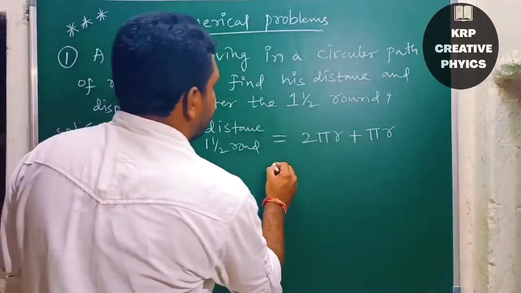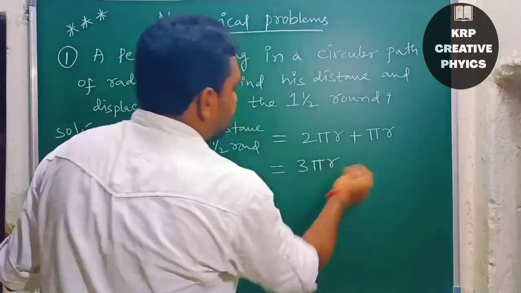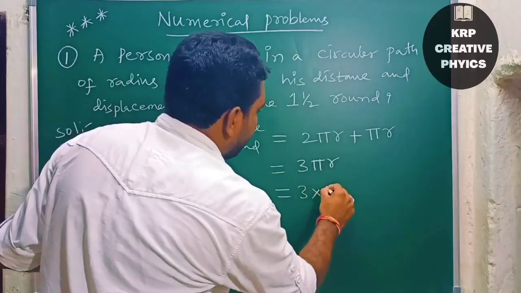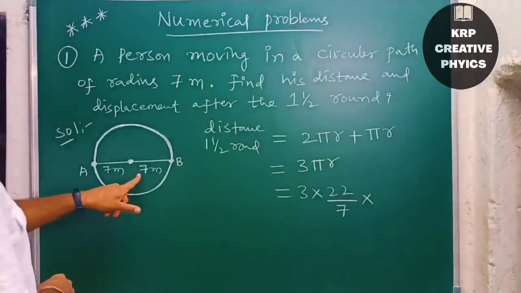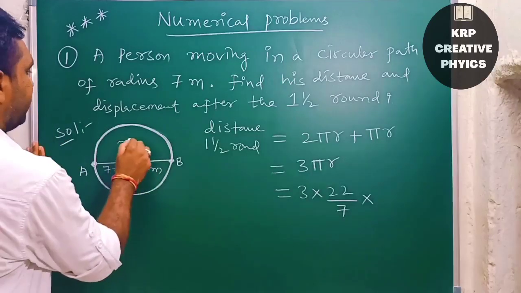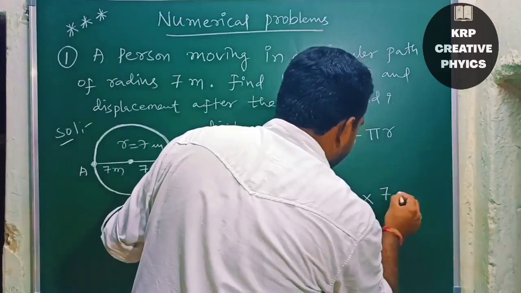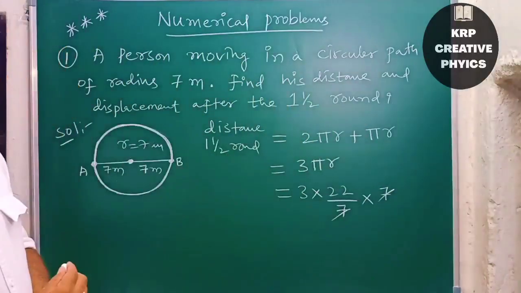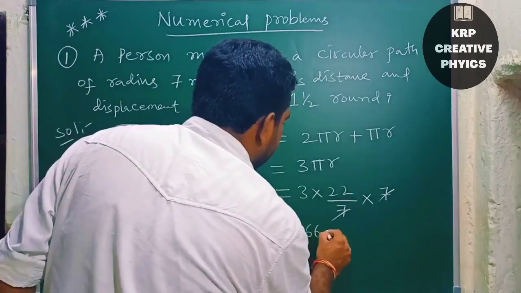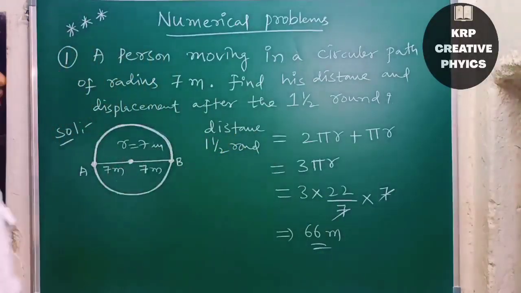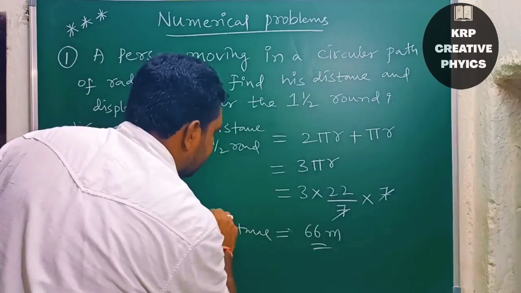Now we need to substitute the values. 2 pi r plus pi r, how much? 3 pi r. Now 3 into pi, pi is 22 by 7. And the radius value is given, that is 7. Radius is 7 meters. I am going to substitute here. 7 gets cancelled, so 22 into 3, that is 66 meters. So that is the distance. Finally we can write that distance equals 66 meters.